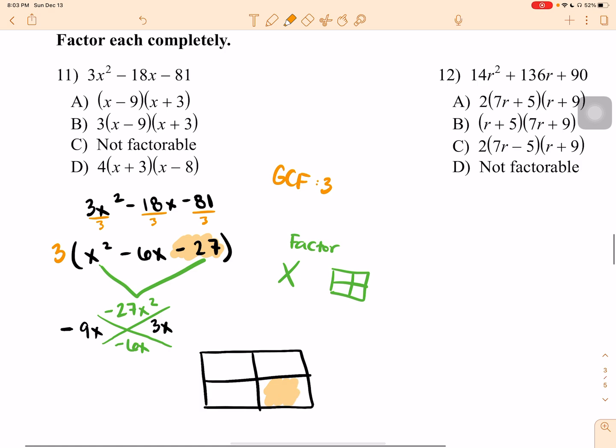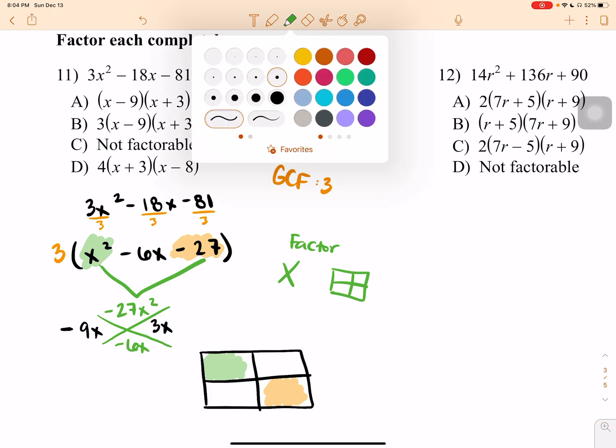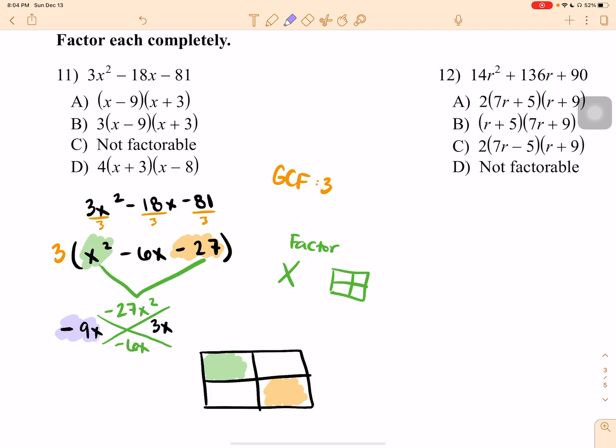My pen's going all crazy on me. And then the x squared is going to go up top left. And the other two boxes are for the factors that I got. So I got negative 9x and 3x. So now I'm going to put x squared, negative 27, negative 9x, 3x. So again, please make sure you're pausing and doing this on your own, okay? So what you should get is x minus 9, x plus 3.